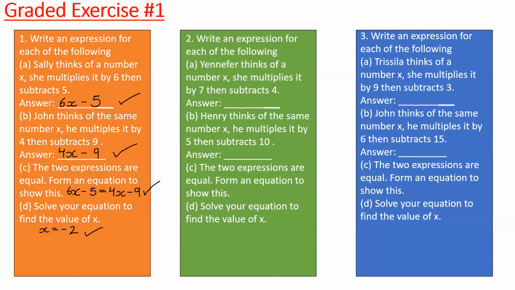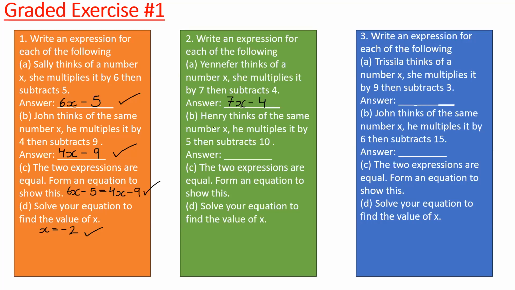Number 2, write an expression for each of the following. A, Jennifer thinks of a number x. She multiplies it by 7, then subtracts 4. The answer will be 7x minus 4. Very good. Do we agree with them? Yes, sir. 7x minus 4. Very good.